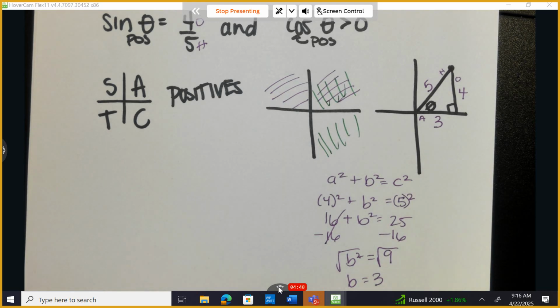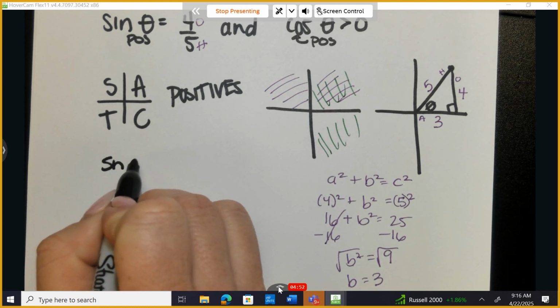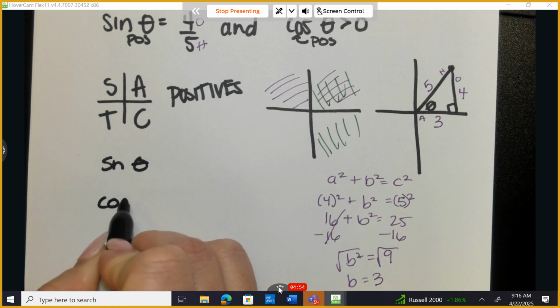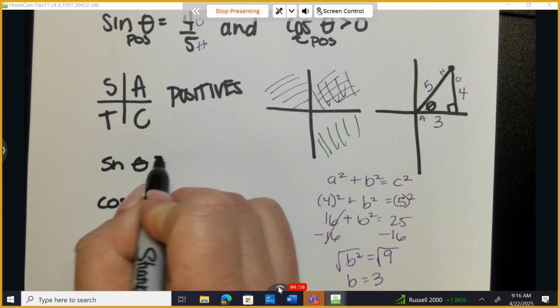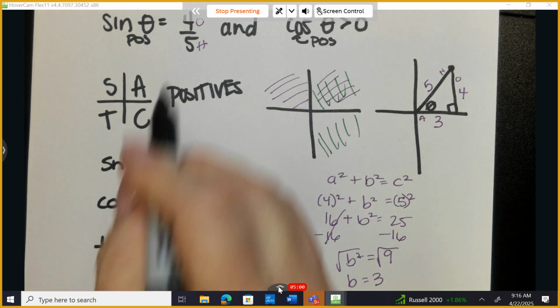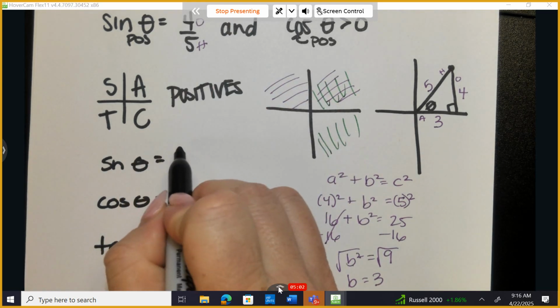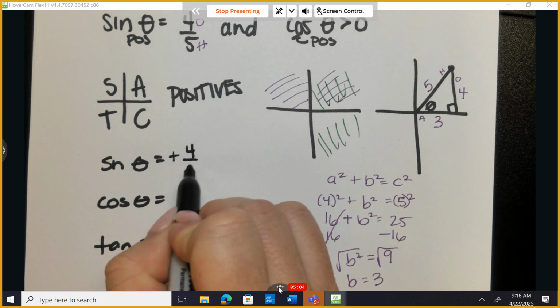The directions for this were to find the sine, the cosine, and the tangent. So I'm going to write that down. Sine, cosine, and tangent. Now I happen to be lucky. It already tells me that the sine is a positive 4/5. Easy enough.